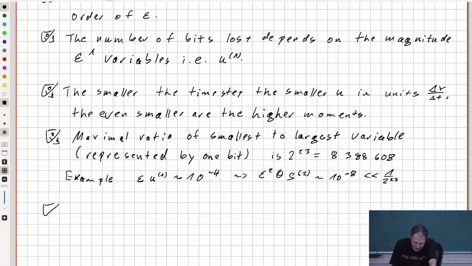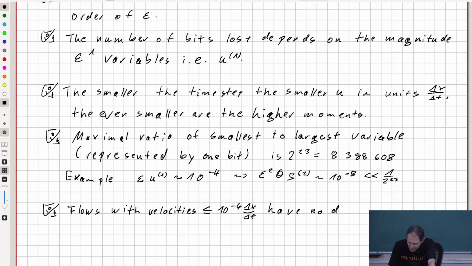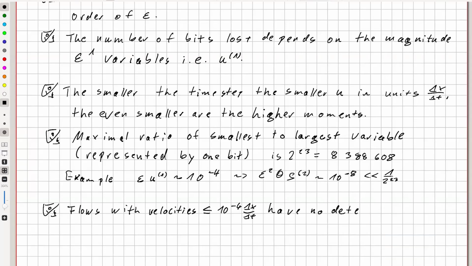So, and I mean this is not a theoretical thing. This is something that we observed actually. I mean the problem is kind of the following. So these flows delta x by delta t. Such flows have no detectable variation in pressure.